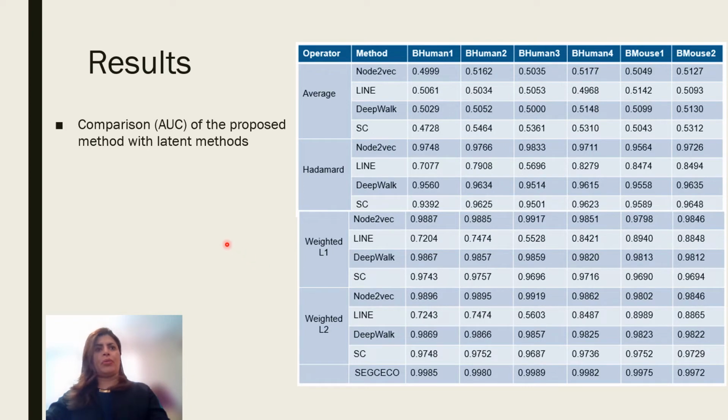To evaluate our proposed method, we did some comparative analysis with latent methods, and we did experiments on 6 RNA-seq datasets, including human and mouse pancreas tissue. The result shows that our proposed method outperforms the other latent methods, including node2vec, LINE, DeepWalk, and spectral clustering, and the performance in terms of area under the curve is near 1. It's almost 0.99.